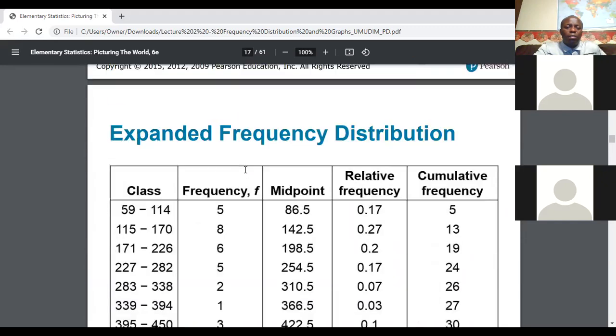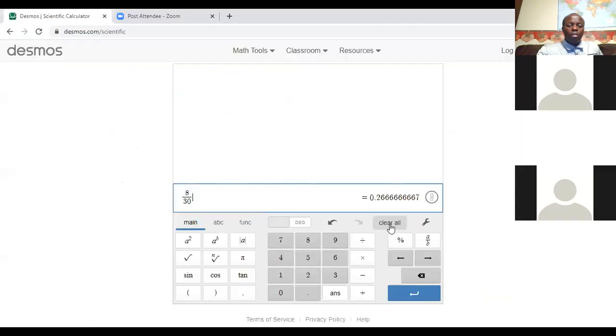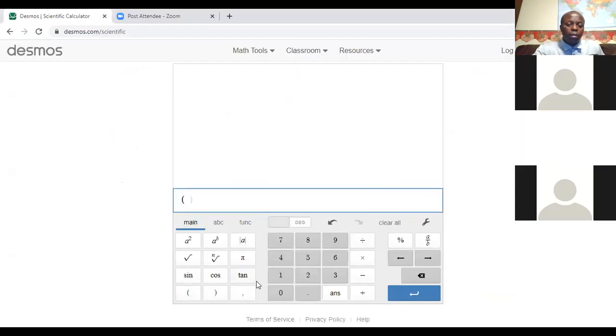We get the class boundaries from the class intervals. All you have to do is take the lower class limit of the second class minus the upper class limit of the first class. You subtract them and divide by two to get the number you'll be using. You subtract it on the left side and add it on the right side. So let's do it. To get the boundary, I do 115 minus 114, divided by two, which is 0.5.